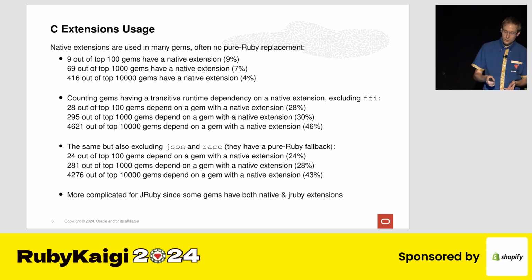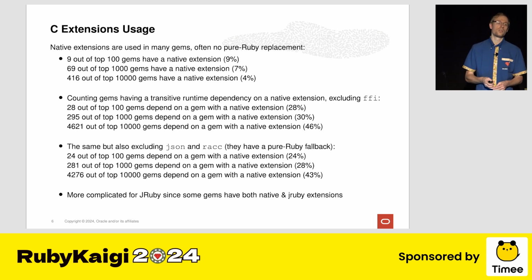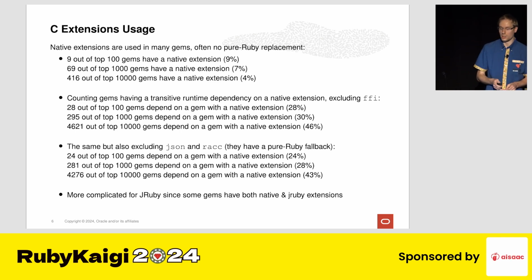And we can also try to be a little bit more precise. For instance, the JSON and the Rack gems both have a pure-Ruby fallback, so they also work if C extensions are not supported. But even with that, it's still 43%. So in the end, a lot of the Ruby ecosystem still relies somehow on some C extension. And so it's important to support them for compatibility. I know that for JRuby, it's quite more complicated because there are also JRuby extensions or Java extensions, and that's more complicated to count, so I'm just not going into details here.